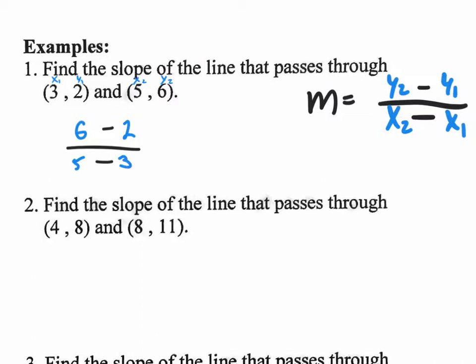This is why we started the class opener on the top left part of this paper by just doing simple math with numerators and denominators. So right here, 6 take away 2 is 4, and 5 take away 3 is 2. So the slope is 4 over 2. Now 4 divided by 2 is 2.